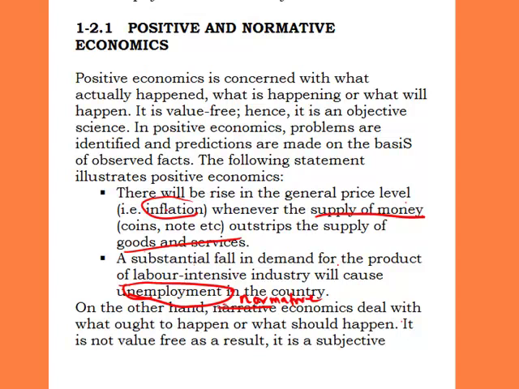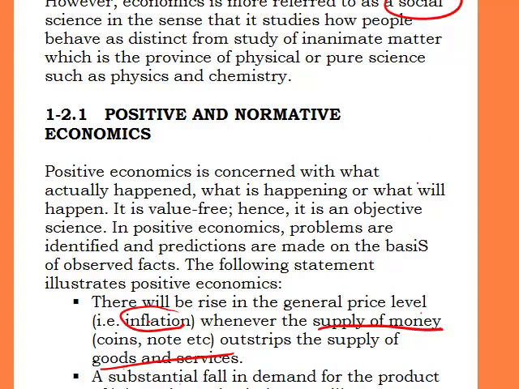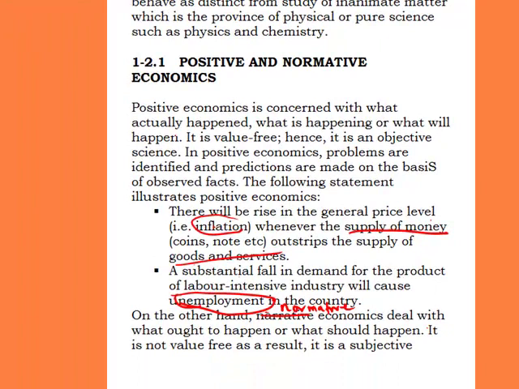When we talk about normative economics, it deals with the direct opposite of positive economics. It deals with what ought to happen. When we say positive, we deal with what actually happened, or what is happening, or what would happen. But normative economics deals with what ought to happen, or what should happen. It is not value free. As a result, it is subjective. It's biased, because it is not premised on fact. Normative economics is not premised on fact.